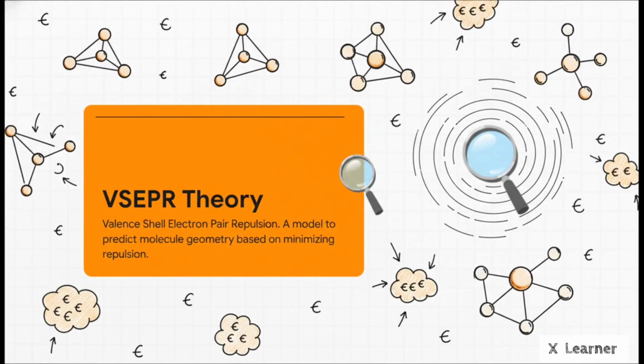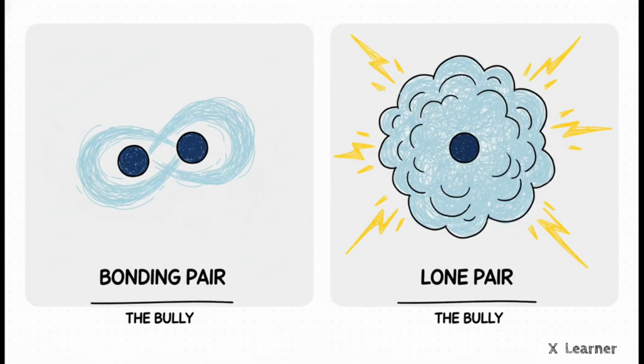And of course, there's a fancy scientific name for this: VSEPR Theory. It sounds super complicated, but let's break it down. It stands for valence shell electron pair repulsion. Valence shell is just the outer shell of electrons, the ones doing the bonding. So the whole thing is just a fancy way of saying electrons in the outer shell push each other away. That's it. Now, here's a crucial twist.